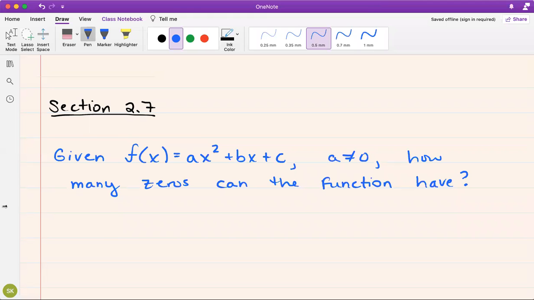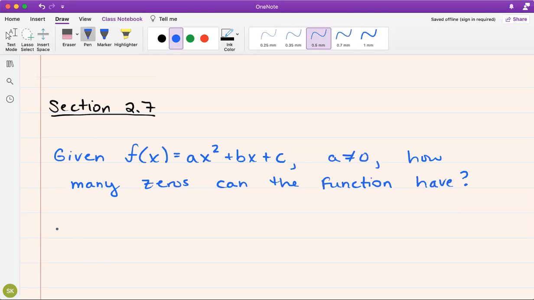Let's start this section with a little review. Given a quadratic function, remember a quadratic function takes this form, ax squared plus bx plus c, where a, b, and c are real numbers and a is not zero. If we have a quadratic function, how many zeros can that function have?